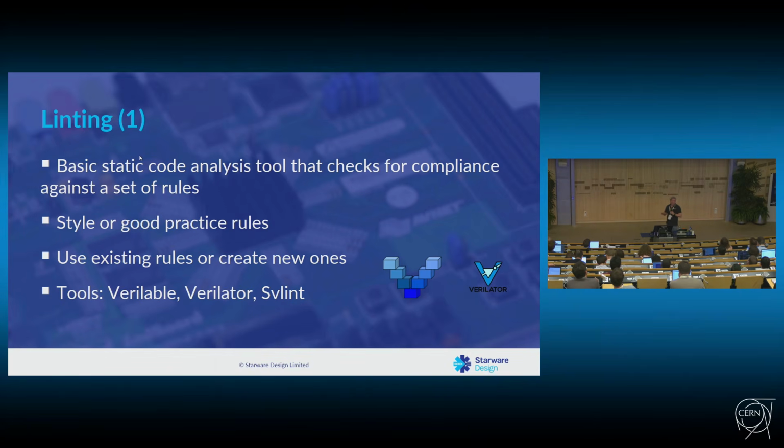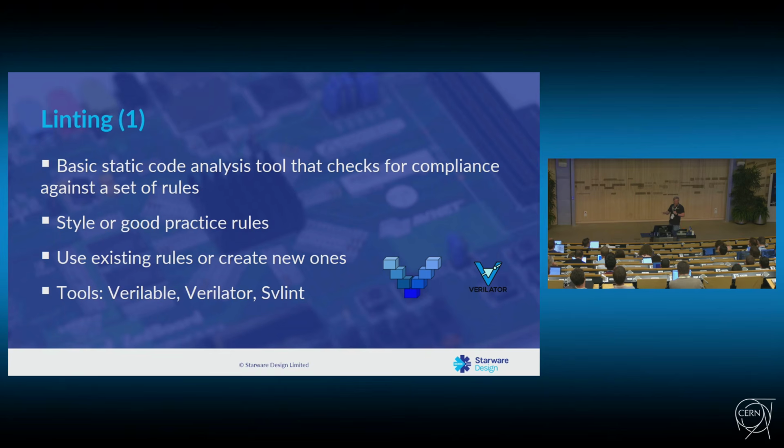Linting. So linting is basically a basic static code analysis that checks for compliance against a set of rules. Generally speaking, you have two different types of sets of rules. One is style, for example, use spaces, not tabs. And the other can be defined more like good practice rules. For example, if you have a switch case statement, make sure you have a default case. Of course, you can use existing rules, modify them, or create new ones.